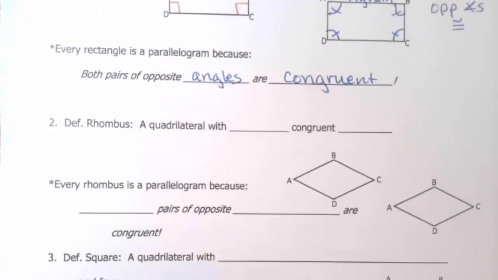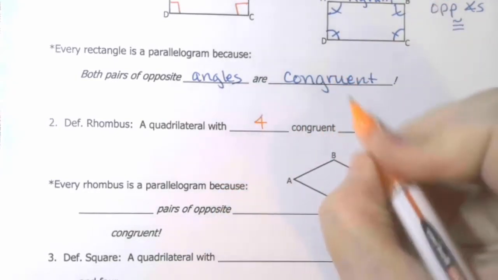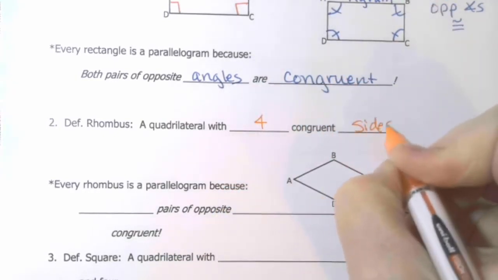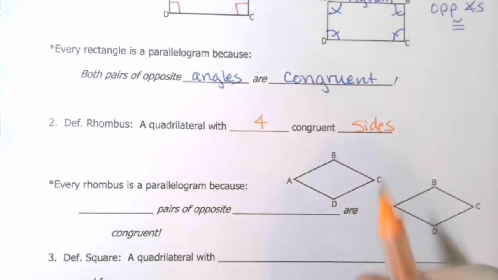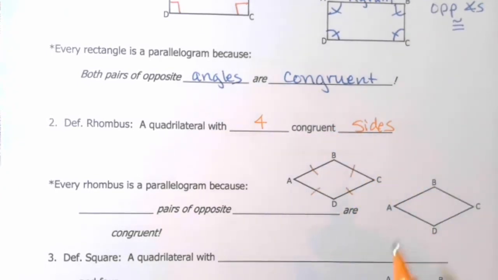All right, definition number 2, rhombus. A rhombus is a quadrilateral with 4 congruent sides. So if this is a rhombus, all 4 sides are the same. Now you're going to notice that the angles are not the same. There are 2 that are tiny acute angles and 2 that are obtuse. So only the sides are the same.